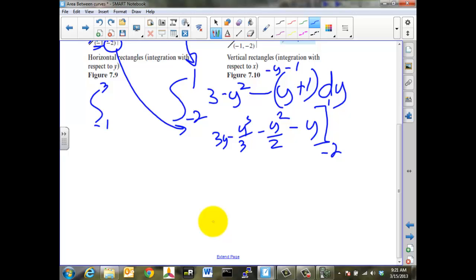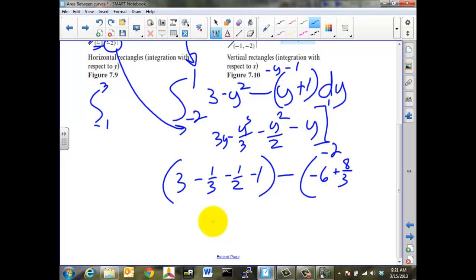Okay? So those of you that like to do the arithmetic in your head, at least for a while, I wouldn't do that. Remember, it's the top number, so it's 3 minus 1/3 minus 1/2 minus 1, minus the bottom number, that's going to be a negative 6, a positive 8/3, a negative 2, and a positive 2. Is that right? Negative 2 and then a positive 2. And then keep cleaning from there. Get 2 minus 1/3 minus 1/2 plus 6 minus 8/3. The minus 2 and plus 2 go away.